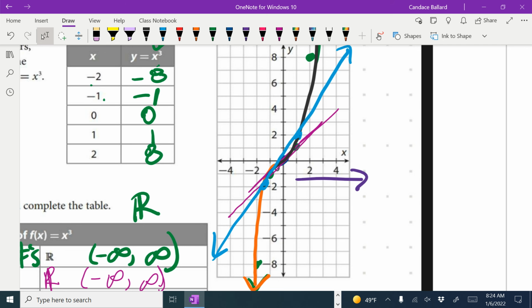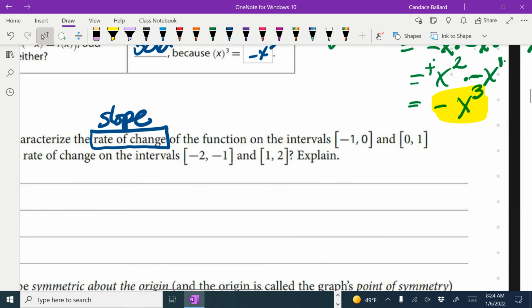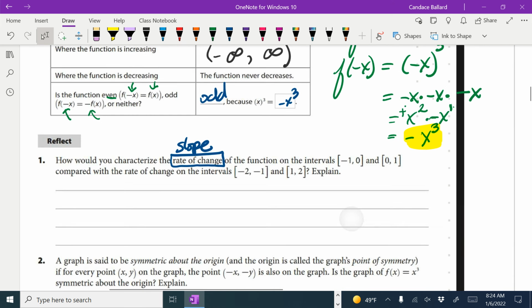So, which slope is steeper? My purple line or my blue line? The blue is definitely steeper, right? Because that curve is starting to escalate and grow and grow and grow really fast.